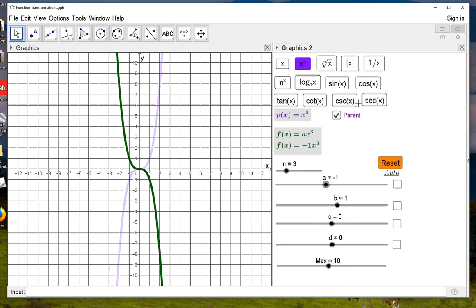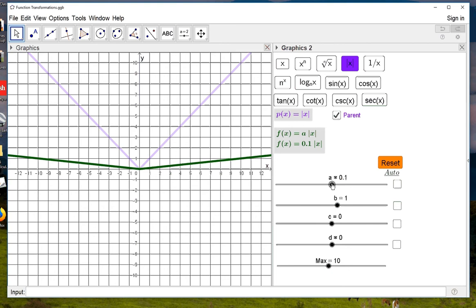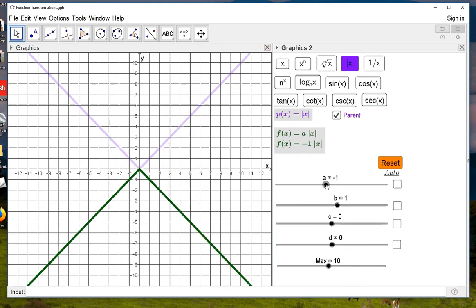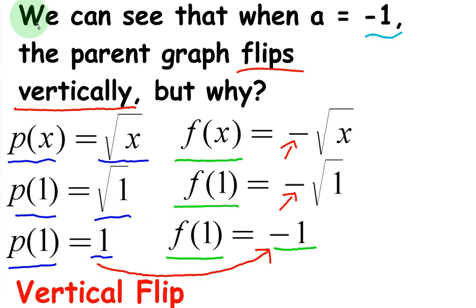Let's do one more. We'll just do absolute value of x. You can see that when a becomes negative 1, it flips vertically. So the question is, why is this happening? We can see that when a is equal to negative 1, the parent graph flips vertically. But why? This is real easy to explain.